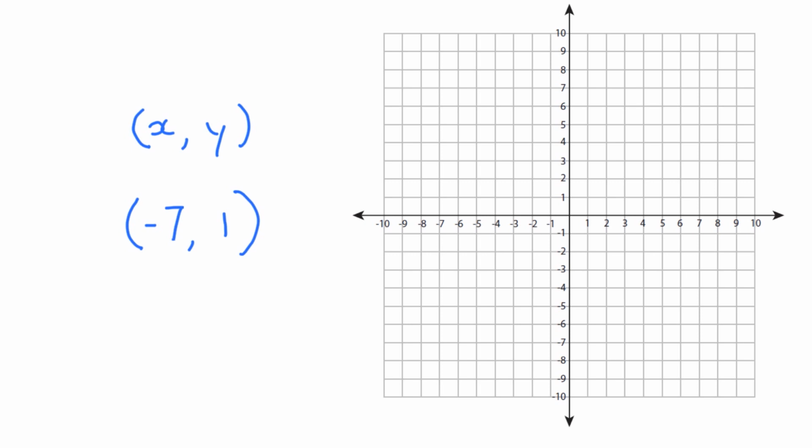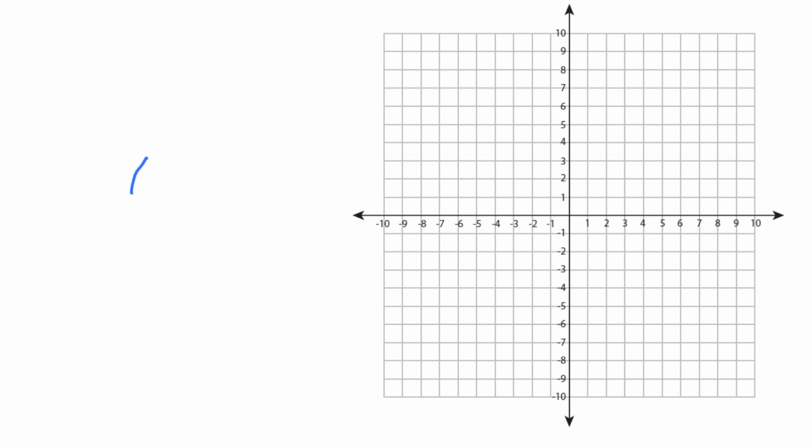So pause the video, see if you can plot -7, 1. So first value is our x value. We go -7, then y value is a positive, so I'm going upwards, and it's going to be right there. -7, 1.